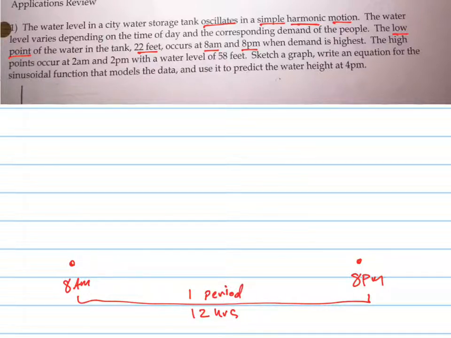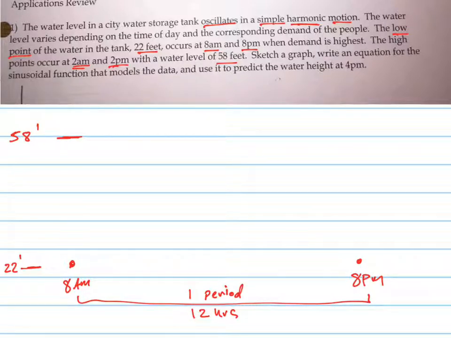Okay? The high point occurs at 2 a.m. and 2 p.m. with the water level of 58 feet. So 22 feet is the low point. So this is going to be 22. And the high point occurs at 58 feet. So we'll just put up here 58 feet. That's the high point. And it says that that occurs at 2 a.m. and 2 p.m. Now, I don't need to put both of those in there, right? I just need to put one of them in there.